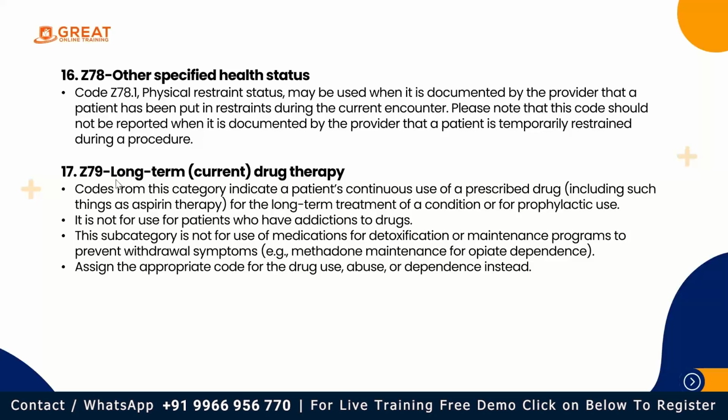When a patient needs to use a certain drug or any drug therapy for the long term, at least for 6 months, we can code them using the Z79 category. This subcategory is not for use of medications for detoxification or maintenance programs to prevent withdrawal symptoms, for example, methadone maintenance for opiate dependence. Assign the appropriate code for the drug use, abuse, or dependence instead.